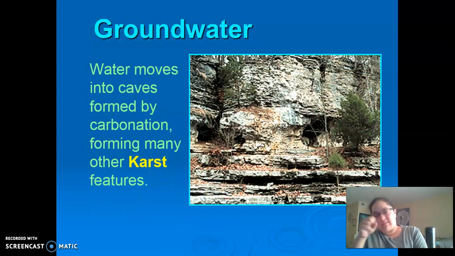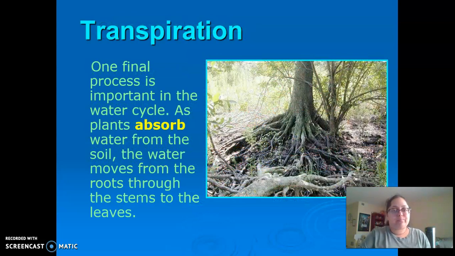So water moves into these caves formed by carbonation. Carbonation is like the fizzy stuff that you get in soda. Okay, that's carbonation. It basically creates air pockets. And like water, it formed these things called karst features. It's not that important. We don't need to know about it. Just know that you have these caves that are formed underground. These little air pockets where water can collect.